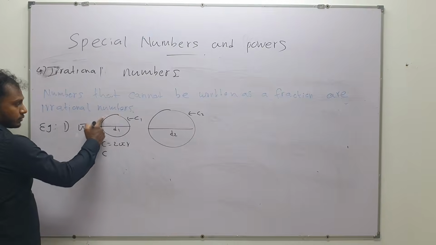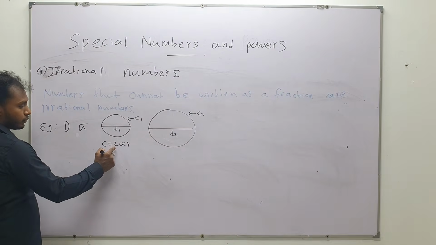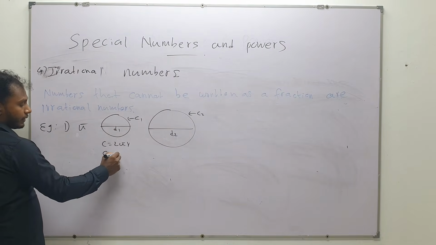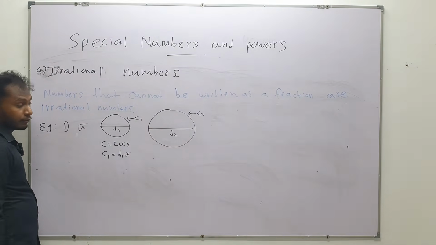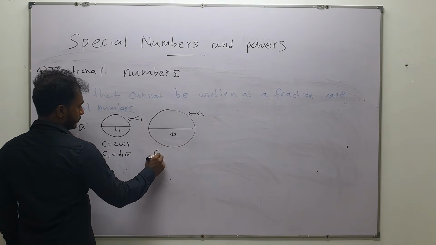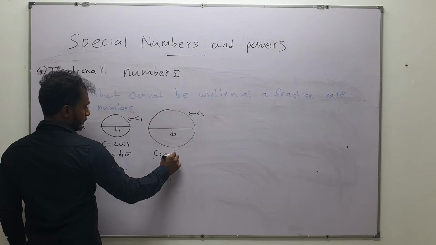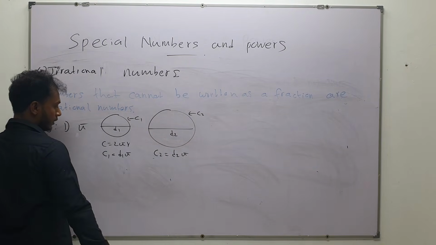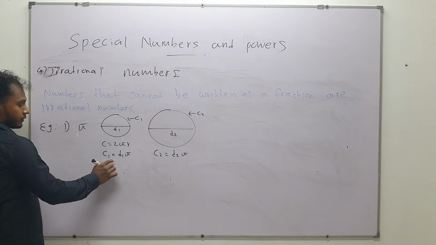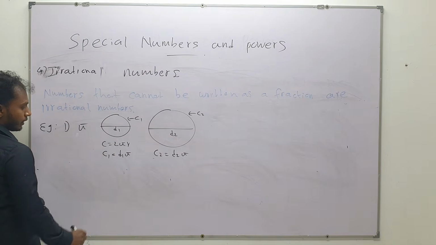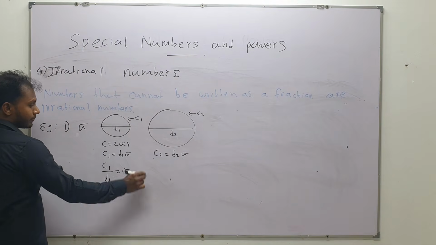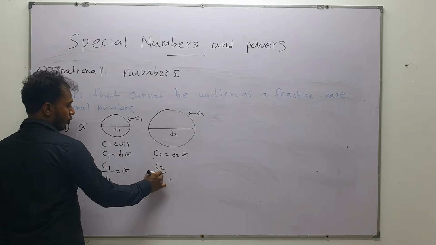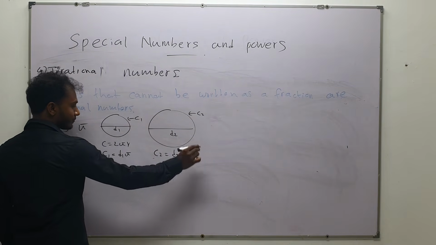I can write for this specific circle, c1 equals 2 times r, that is diameter, that is d1 times pi. The same thing can be applied for this circle, so you can write c2 equals d2 pi. So we'll make pi the subject. You can divide both sides by d1. So you can write c1 over d1 equals pi, and again c2 over d2 equals pi, right?